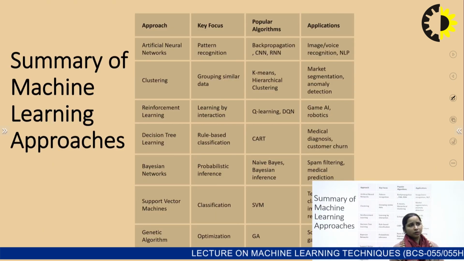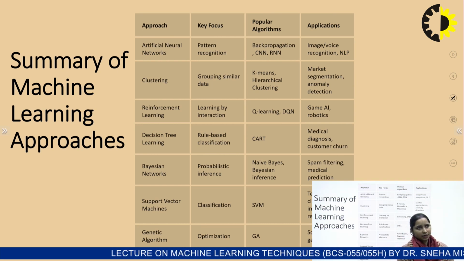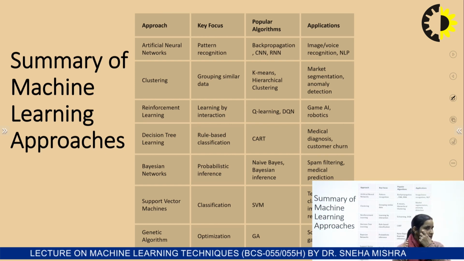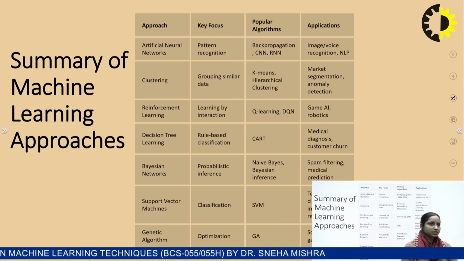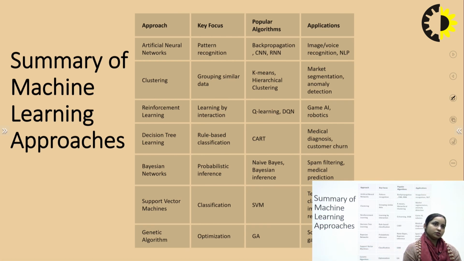So here I want to summarize the machine learning approaches. So we have artificial neural network, clustering, reinforcement, decision tree, Bayesian network, support vector machine, genetic algorithm. I think these are the 7 approaches. The focus was different for each approach. Like in ANN, the focus was pattern recognition. Algorithms used were backpropagation, CNN, RNN. Applications were image or voice recognition or NLP, natural language processing.